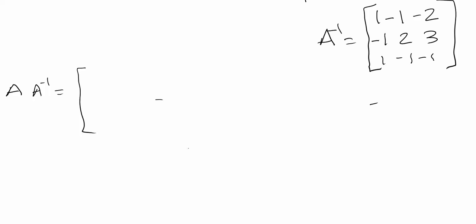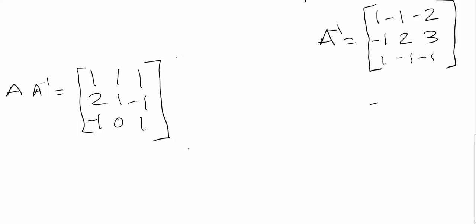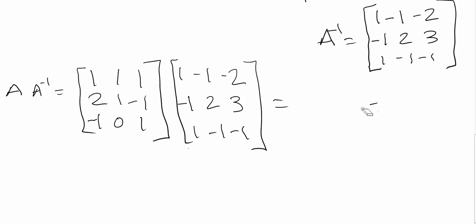Our original matrix started off with 1, 1, 1. The second row was 2, 1, minus 1. The third row was minus 1, 0, 1. And we're going to multiply that by our A inverse: 1, minus 1, minus 2, minus 1, 2, 3, 1, minus 1, minus 1. And check to see what we get. To start off, I'm just going to perform the matrix multiplication.